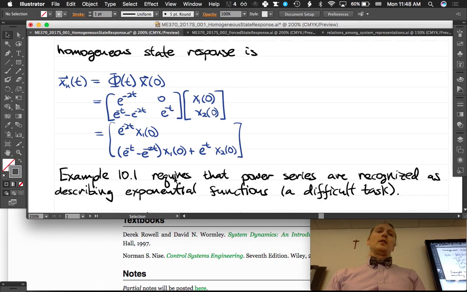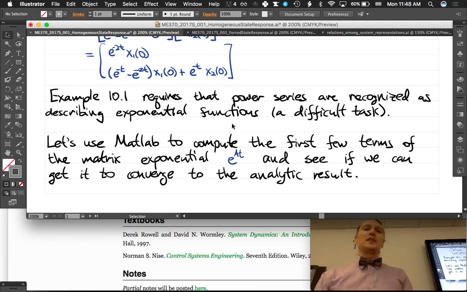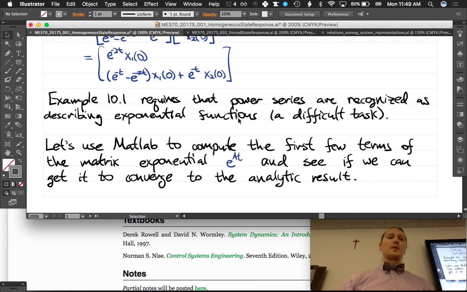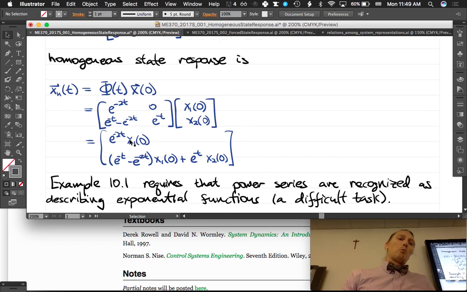Now, let's go over to MATLAB and compute the first few terms of the matrix exponential and see if we can get it to converge to the analytic result. So notice, this is our solution. Our homogeneous solution is here. And we did it. It was super easy once we had phi. It was just a matrix multiplication, right? So all we need to do is find phi, and we're good.